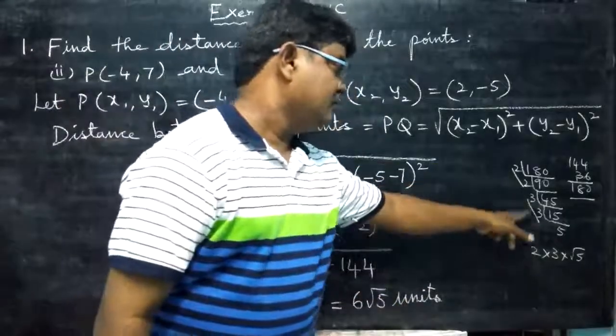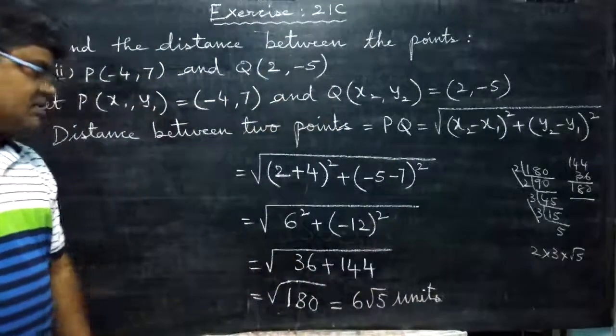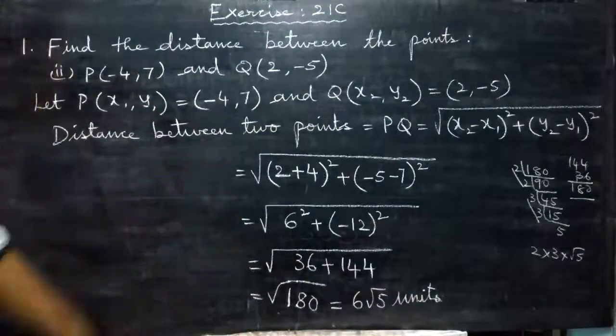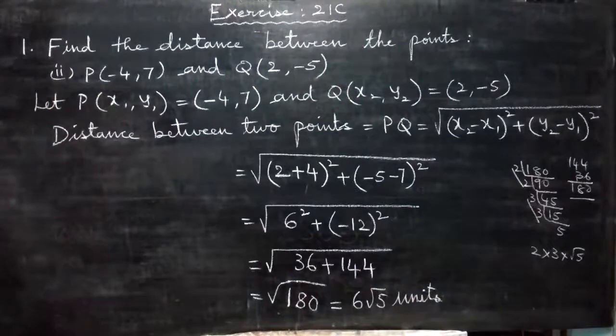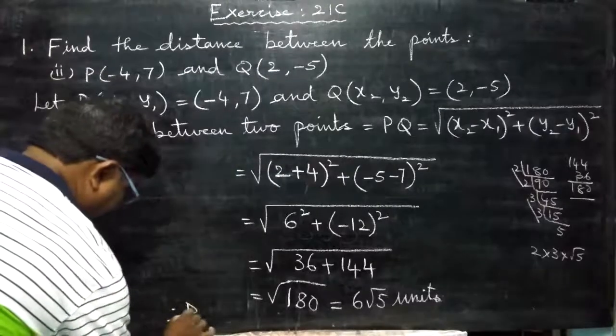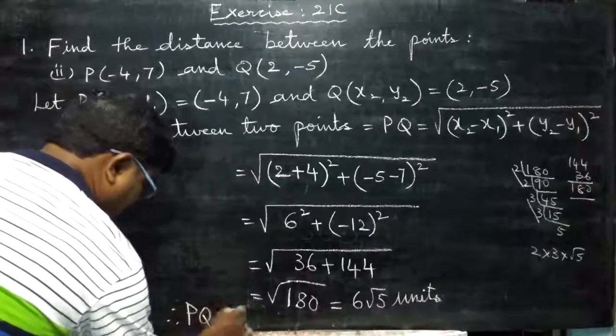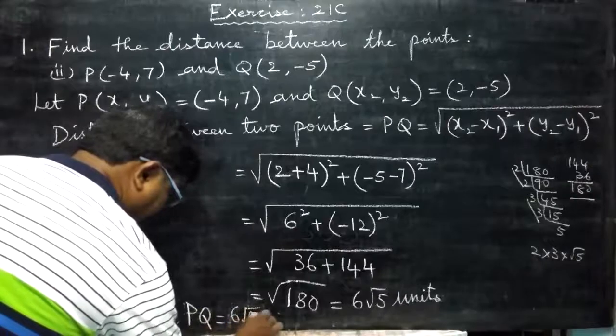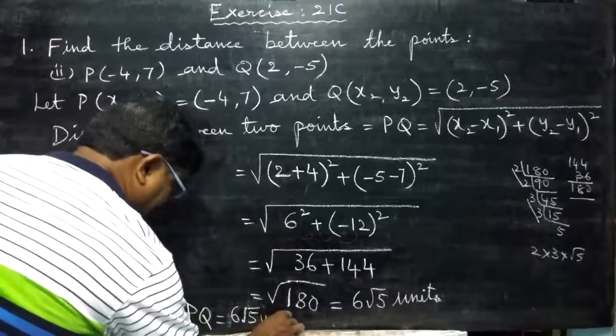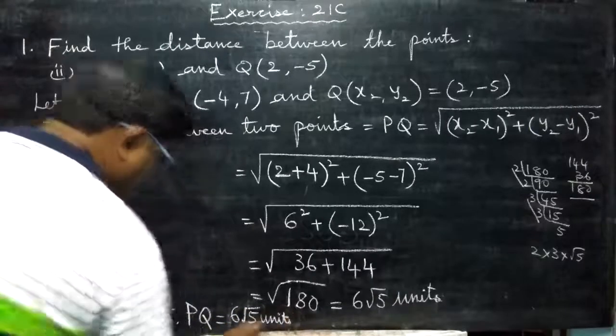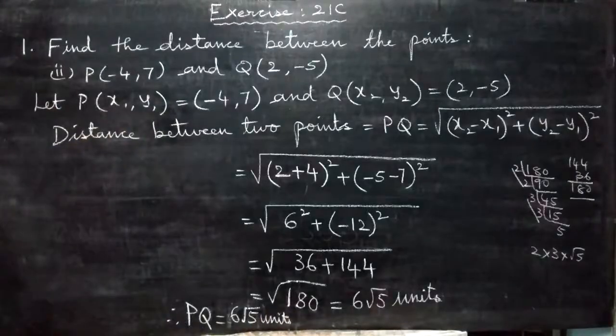How we got this? We found factors and we brought the square root outside. This is the way of solving the problem. Therefore, the distance between 2 points PQ is equal to 6 root 5 units. Write that conclusion. You have to mention these units compulsorily, because we don't know how much the distance is. That is the way of solving the problem.